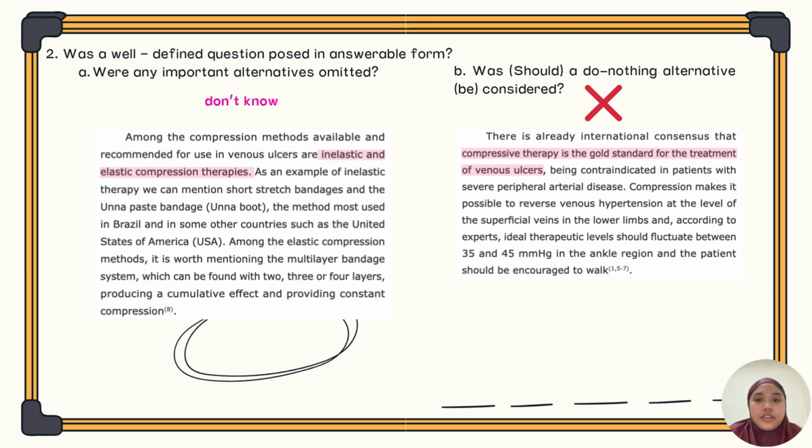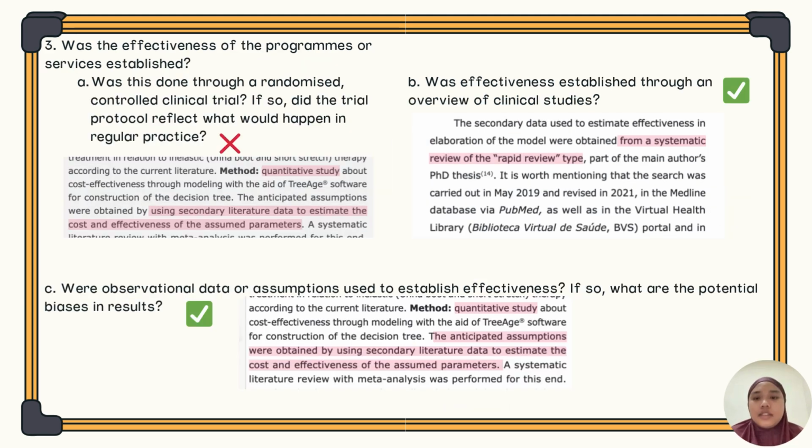Point is no, because the text states that compressive therapy is the gold standard treatment for venous ulcers. Since the comparison is the gold standard, a do nothing approach is medically contraindicated and therefore not relevant to a comparison of effective treatment methods. Point A is no, because the study itself is a quantitative study.